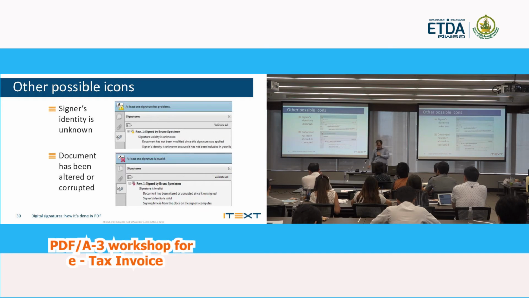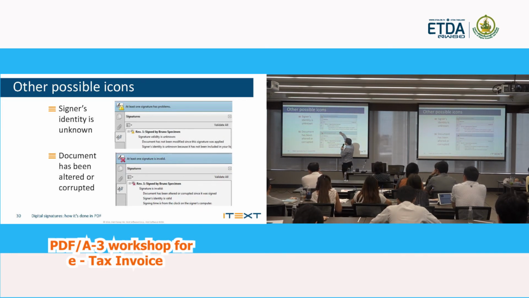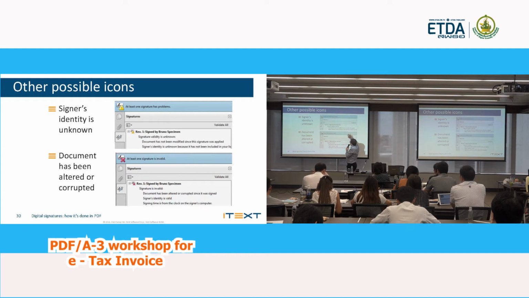But sometimes you have the yellow triangle, and that means the signer's identity is unknown. What is missing? Well, the document has not been modified, so the integrity is okay, but we didn't use a CA that was approved by Adobe, and so Adobe can't vouch for you, can't say, well, Bruno Specimen, we don't know that guy, maybe it's a made-up person, and in this case it is.